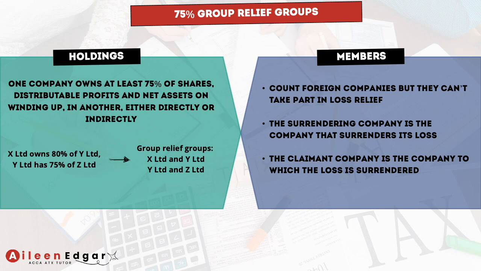But you can use the scratch pad in the exam to list out the companies and their respective shareholdings. You need to make sure that you put the control running down the page, so put the overall parent company at the very top and then their subsidiaries below and then any of their own subsidiaries below that. And watch out for the different terms that we use for different members in the group. The company that's giving away a loss is called the surrendering company, and the company receiving the loss is called the claimant company.